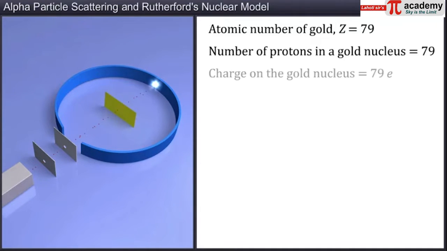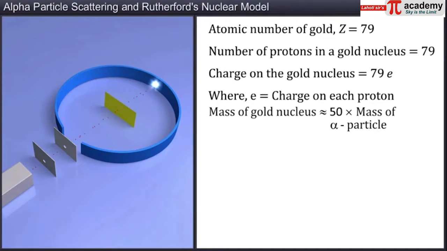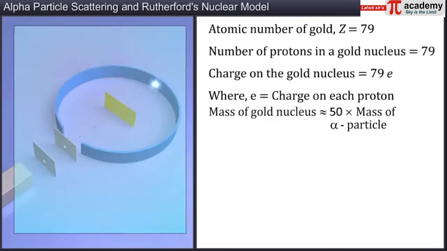Therefore, the charge on the gold nucleus is equal to 79e, where e is assumed to be the charge on each proton. Hence, the gold nucleus is approximately 50 times heavier than the alpha particle. Hence, it can be assumed that the gold nucleus remains stationary during the scattering process.